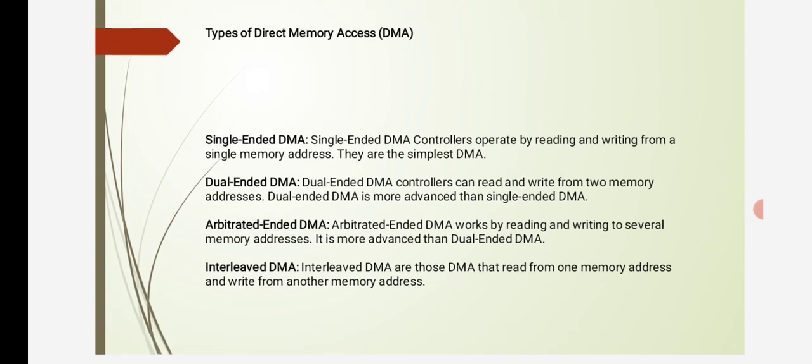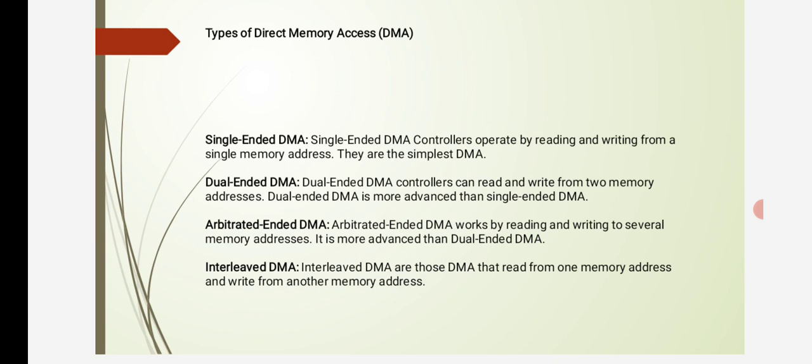Different types of DMA. One is single-ended DMA. It operates by reading and writing from a single memory address. They are as simple as DMA gets. Dual-ended DMA is also used to read and write from two memory addresses. Dual-ended DMA is more advanced than single-ended DMA. Attributed-ended DMA is also used for reading and writing to several memory addresses. It is more advanced than dual-ended DMA.